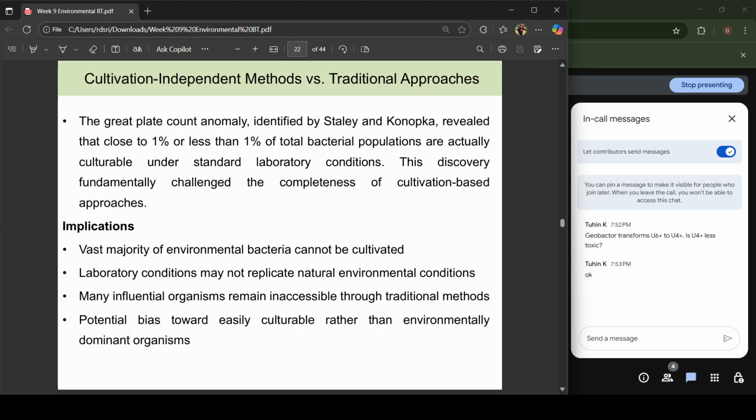So what we came to know from this is that the vast majority of environmental bacteria cannot be cultivated, because we cannot replicate the exact natural conditions in our laboratory, and organisms with competitive advantage or the influential organisms remain inaccessible through traditional methods. This creates a potential bias towards easily culturable rather than environmentally dominant organisms. The easily culturable organism need not be the most dominant or most widely present organism that is orchestrating the ecosystem.